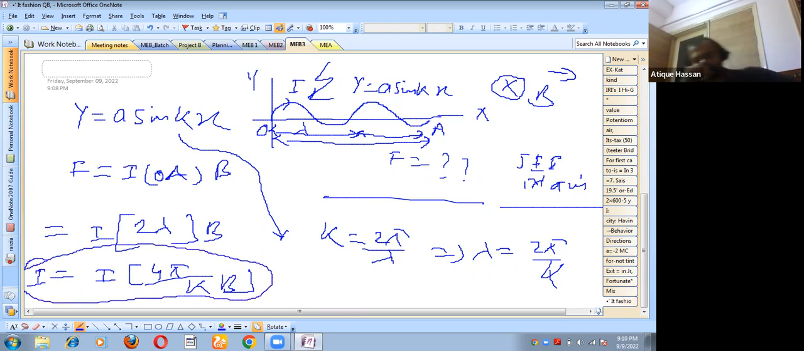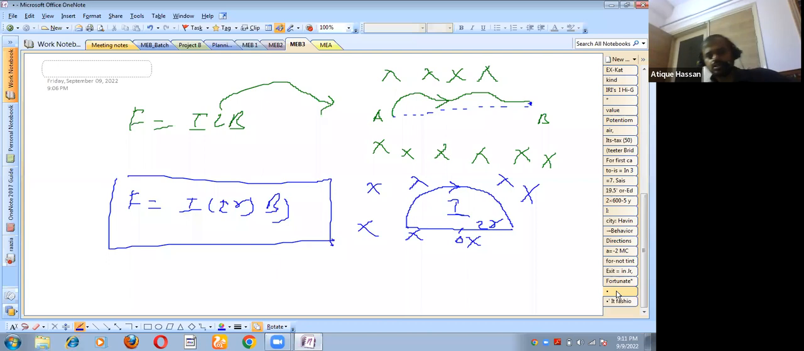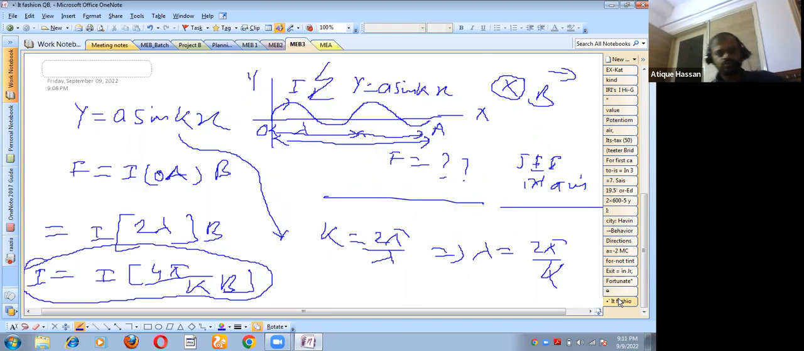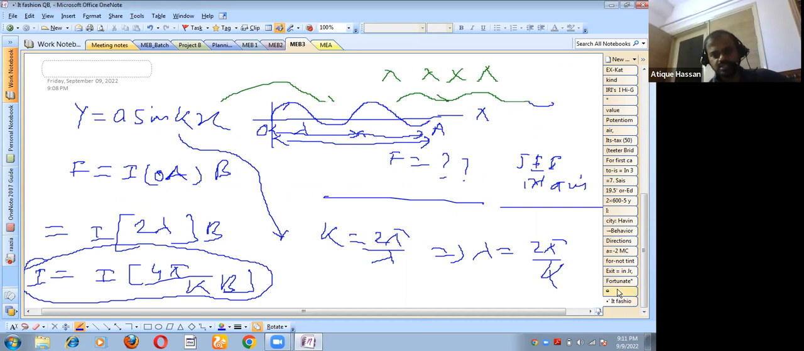Understood my point, what I am trying to say? Anyone having any doubt till now to find the force on a current carrying wire? Generally we know that in case of regular wires, it is very easy to find the force, but when the wire becomes irregular, you have to take the displacement length and apply the formula ILB. So all of you understood this one? Anyone having any doubt, please ask. This is a little advanced.